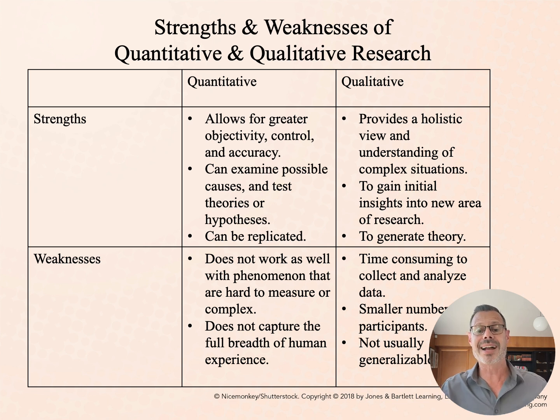So remember, let's go back to that concept of our scientific method; we're going to come back to it again in a little bit. We've got the theory, we test the theory, we do the research, we go back. It always goes back to starting over. All right, weaknesses of qualitative: it's time consuming to collect and analyze the data. Smaller numbers of participants. It's not generalizable. It can also be very expensive because it is more time consuming.